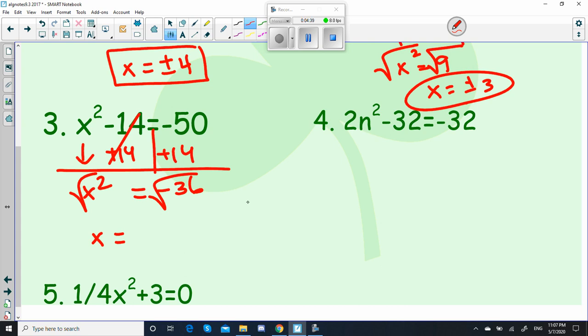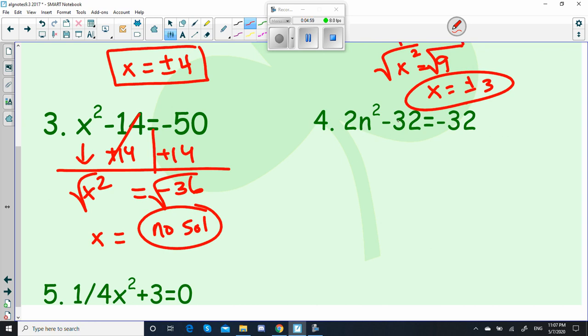There's no number times itself that will give you negative 36. So the answer here is no solution. And what it means is that the parabola does not cross the x-axis. So it would be a smiley face above the x, and it would start above and continue to grow up, so it would never cross that x-axis.